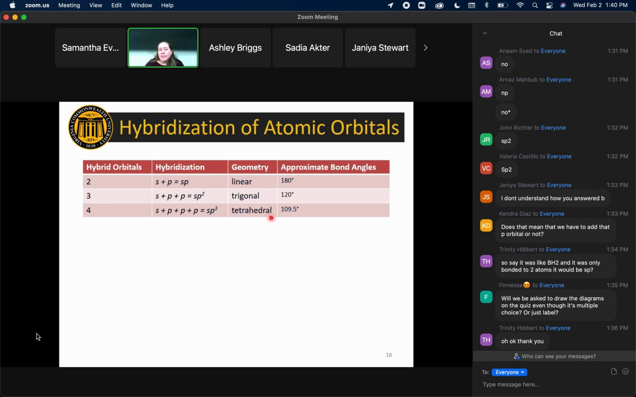So for example, you guys all know that water has a bent geometry. Well, it has a bent geometry because it's actually tetrahedral, but both of those lone pairs you don't really see. And so the geometry of the molecule that you see is bent, but the VSEPR geometry is tetrahedral.